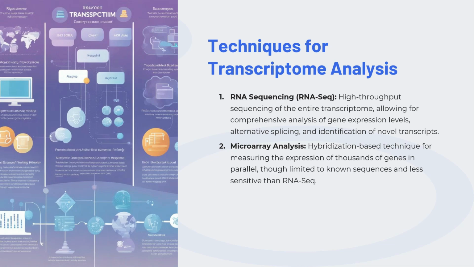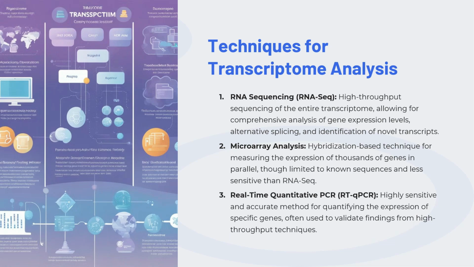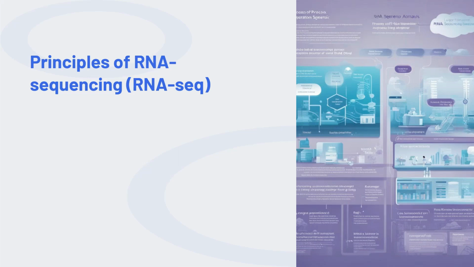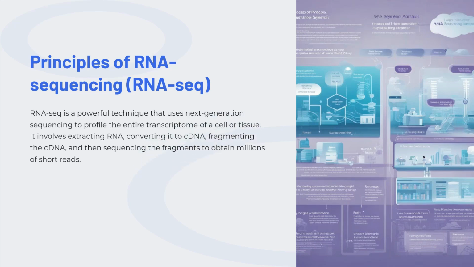Then there is the hybridization technique, which is based on expression of thousands of genes in parallel, and is very limited and less sensitive than RNA-seq. Then we have PCR, which is a highly sensitive and accurate method for quantifying the expression of specific genes, often used to validate the findings from high-throughput techniques. So the data we find through RNA-seq and microarray, the genes that we found out, we validate them by using PCR. So what is RNA-seq?